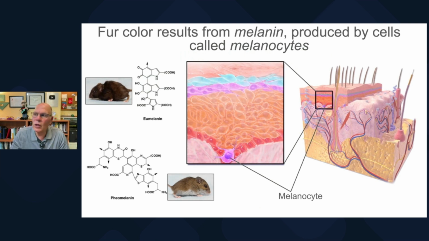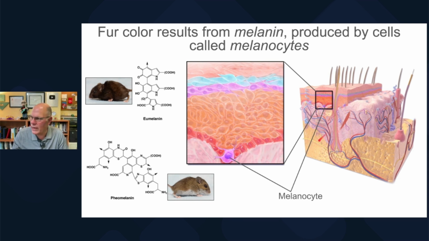Well, fur color results from a pigment that's called melanin. We have that pigment too. It's responsible for skin color in human beings. Here's a structural formula of one form of melanin, and here's a structural formula of another kind of melanin. Where is melanin from? It's produced by cells that are called melanocytes, and melanocytes are one of many cells that make up the tissue that makes up skin. And the structure of mouse skin is pretty much identical to the structure of human skin.